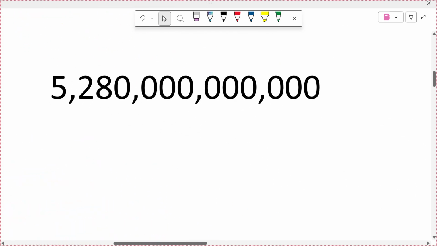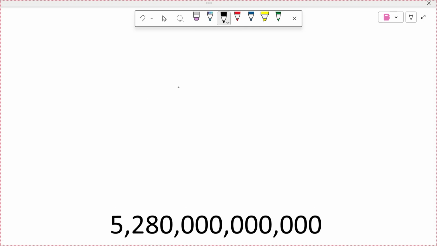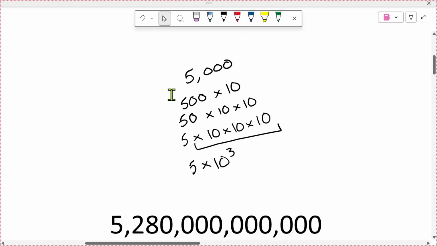So here's how we do this. First, let me maybe explain the technical way to do this, and then I'll do the kid way. So again, if you have like 5,000, another way to write 5,000 is 500 times 10. And then you could write the 500 as 50 times 10 times 10. And then, hey, you could write 50 as 5 times 10 times 10 times 10. This right here is 10 to the 3. Okay. Now, 5,000 is not a very big number, so you probably wouldn't do that for 5,000.